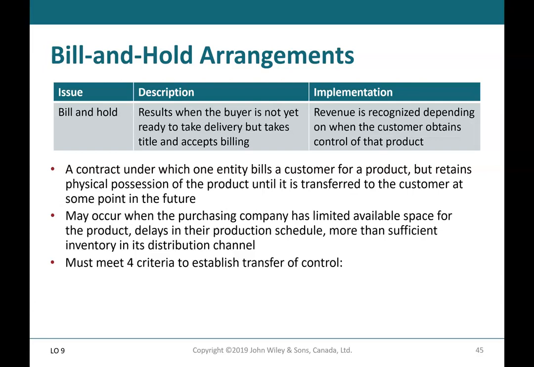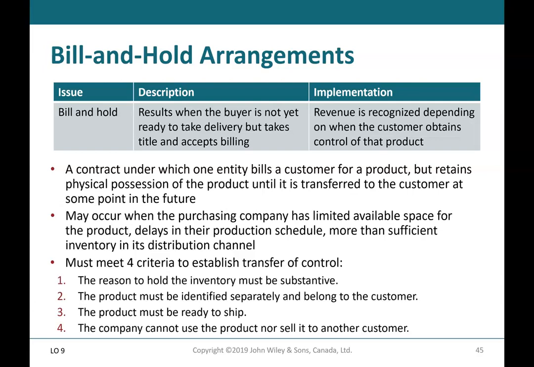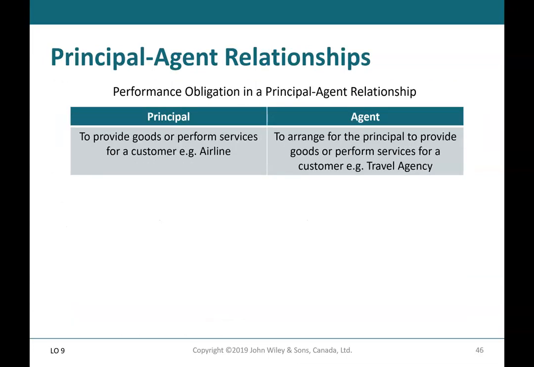Must meet 4 criteria to establish transfer of control. 1. The reason to hold the inventory must be substantive. 2. The product must be identified separately and belong to the customer. 3. The product must be ready to ship. 4. The company cannot use the product nor sell it to another customer.